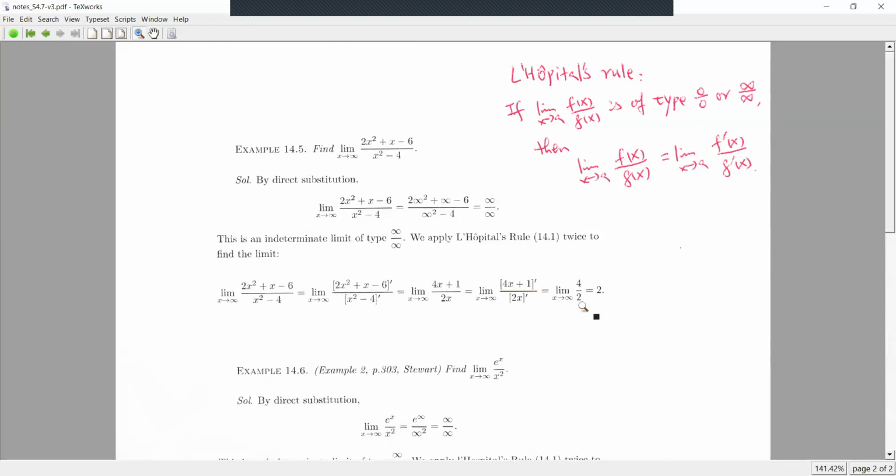Okay, now this limit is a constant. So the limit is 2. Actually, it is the leading coefficient of the numerator over the leading coefficient of the denominator. So in this example, we apply L'Hopital's rule twice.